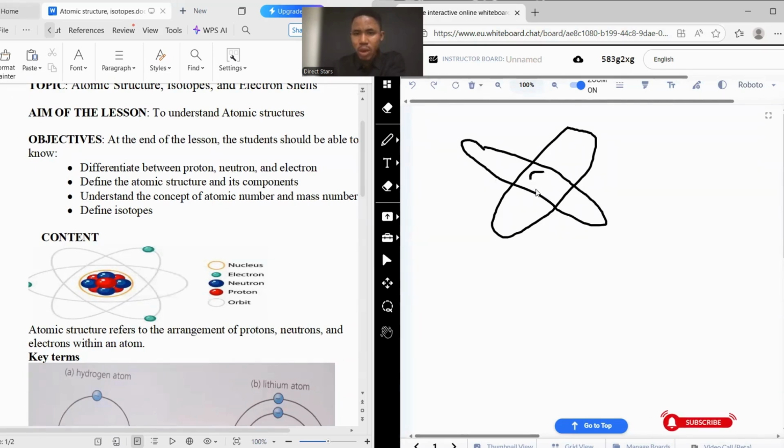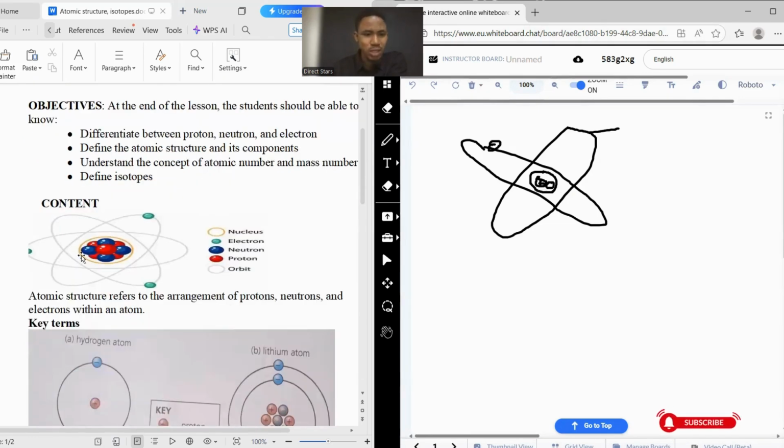Okay, so here we have what we call nucleus. In this nucleus, we have proton and we have neutron, while electron, which is the negative charge, is the one revolving round. This is what we call orbit. So electron is in the orbit revolving around the nucleus of an atom. In this nucleus of an atom, it consists of proton and neutron.